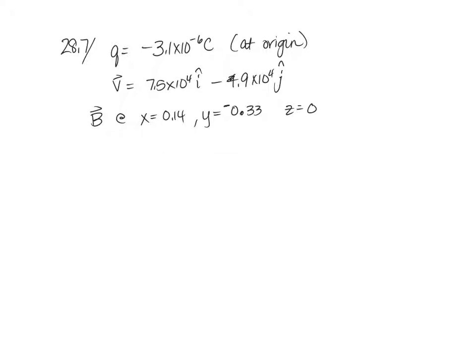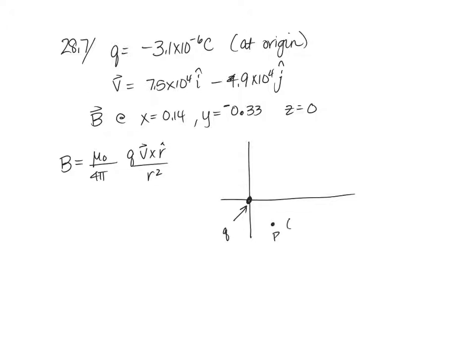All right, so the basic thing that we're using here is this expression that we looked at the very beginning of the chapter. Just to visualize, here's our system. Right here is the charge at the origin, and I would like to know the magnetic field right here, which is 0.14, minus 0.33. This would be my radius vector. I'm at the origin, and I'd like to know the magnetic field at point P. My motion is sort of along the lines of where point P is, but it's not parallel. It's in the positive x direction and the negative y direction, and we're not going to show that.